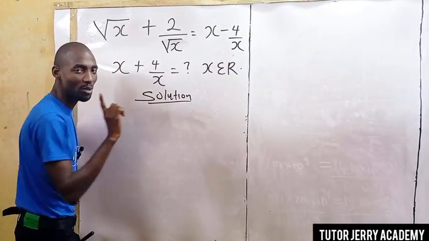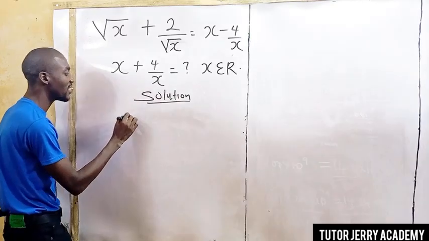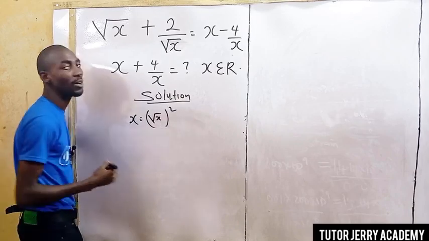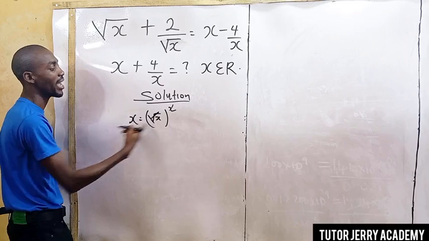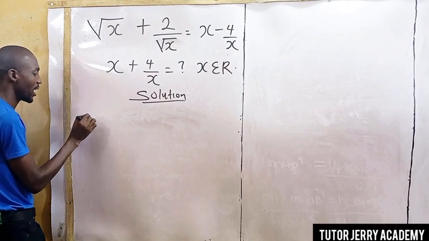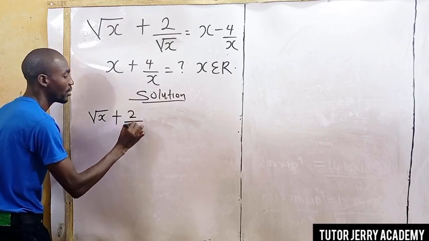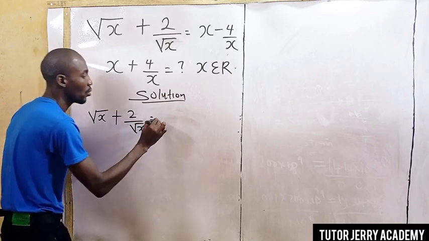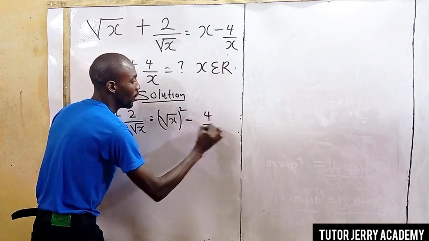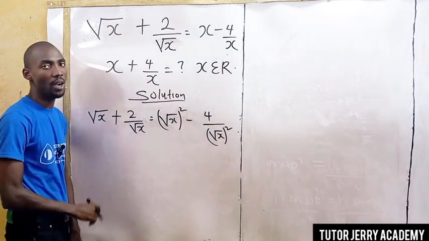Now the first thing you are going to note is we'll be replacing this x with something. We know our s here, we can write it as root s all squared, because from indices, the square cancels the root, and we get s equals s. All right. So now I'll say root s plus 2 all over root s will be equal to root s all squared minus 4 all over root s all squared. Hope you understand that.